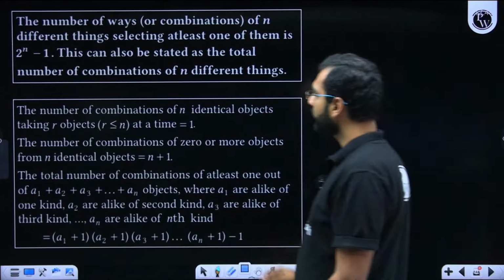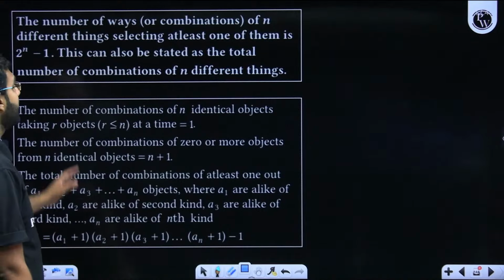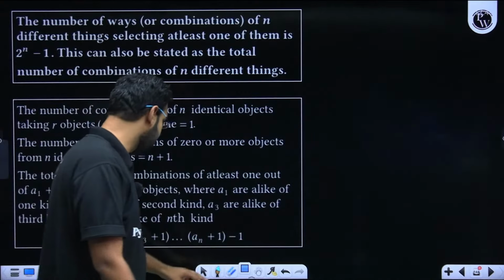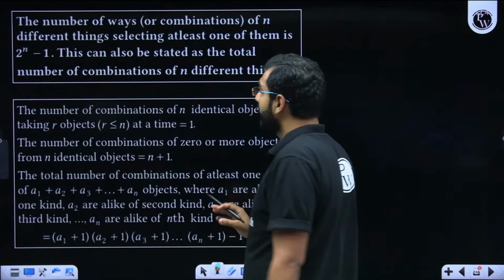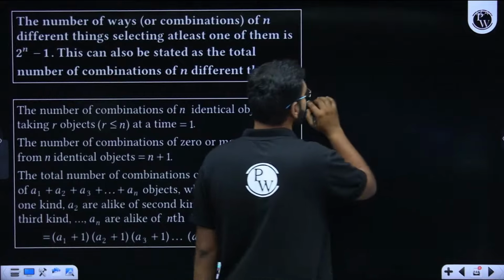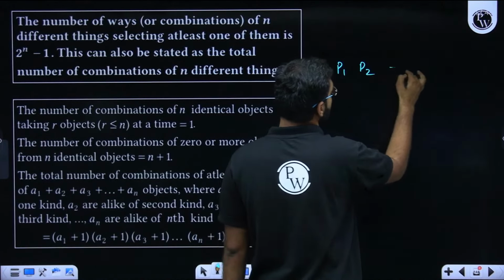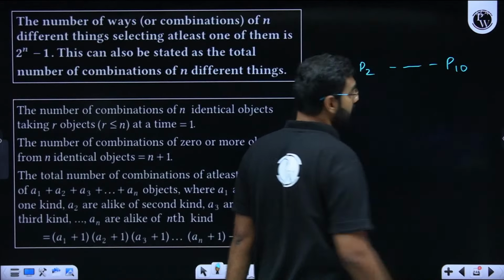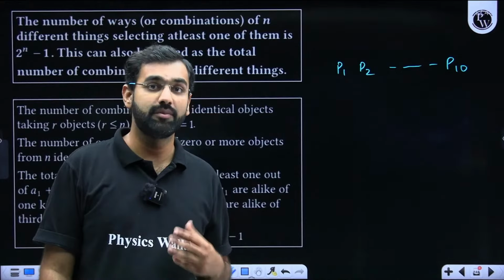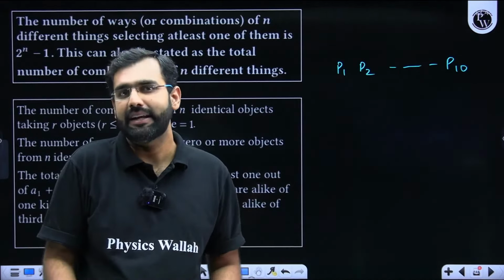The number of ways of selecting from n different things, where at least one of them is included. Let's say I have 10 choices in front of me. There are 10 pens kept in front of me, pen 1, pen 2, pen 3, up to pen 10. And how many ways can I have these pens? Any number of pens I can have, but I should have at least one pen.